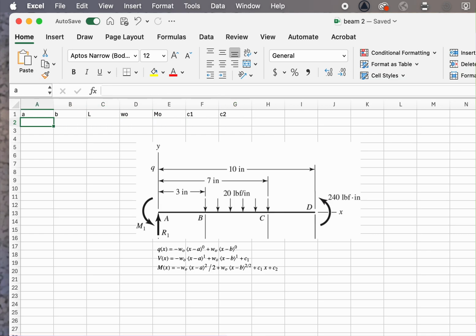Okay, so those all have their names. Now A is equal to 3, we said. B will be 7. The total length will be 10. And this W naught is 20. And M naught is 240. And I'm going to start with guesses here for my C1 and C2.